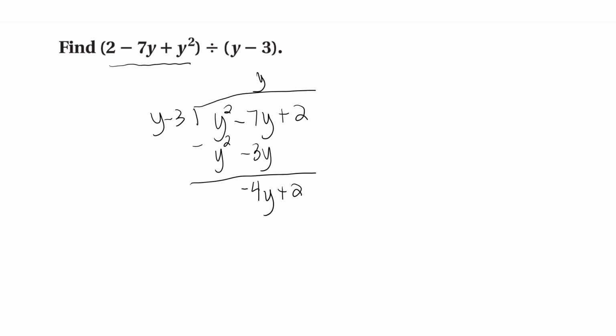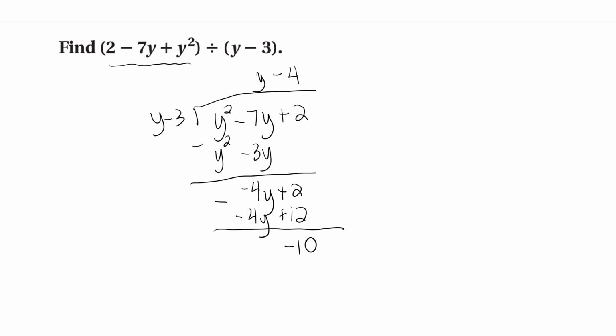Okay, so now y goes into negative 4y negative 4 times, right? Because I have a positive y, but I want to get a negative 4y, so I have to have a negative 4. So negative 4 times negative 3 is positive 12. Negative 4 times y is negative 4y. And don't forget we're subtracting. So 2 minus 12 would give us a remainder of negative 10.